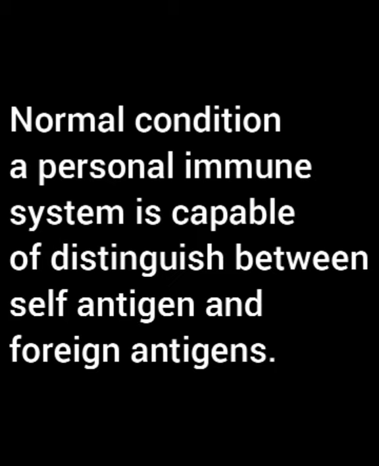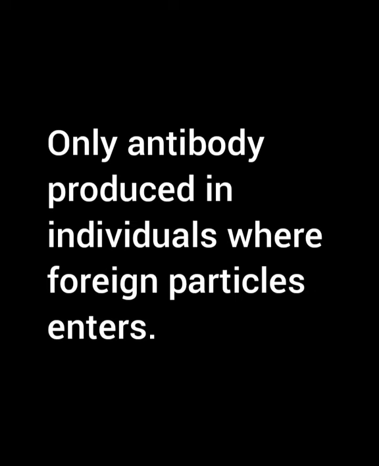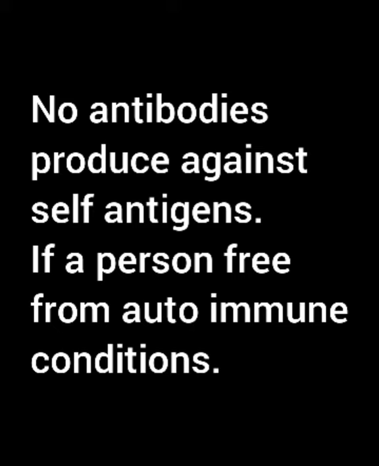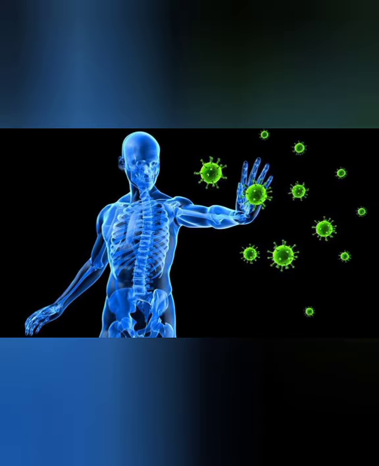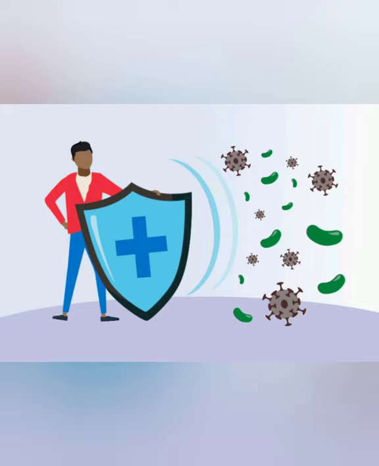And the next is foreignness. A normal person, free from certain kinds of conditions, is usually capable of distinguishing between self antigen and foreign antigen. Our body never produces immunological reactions against self antigen, which means our body has a clear distinction between self antigen and foreign antigen. Our body produces antibodies only against foreign substances or foreign antigens, and never produces antibodies to self antigen unless a person has autoimmune conditions.